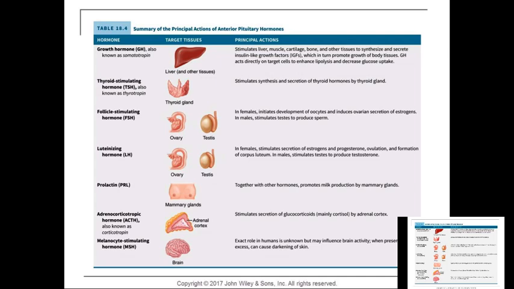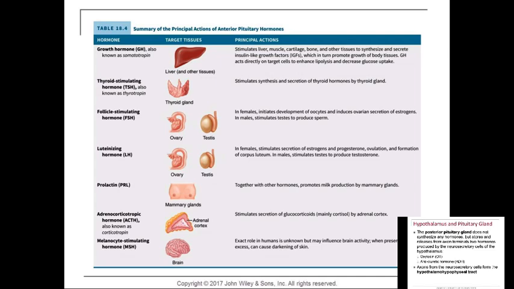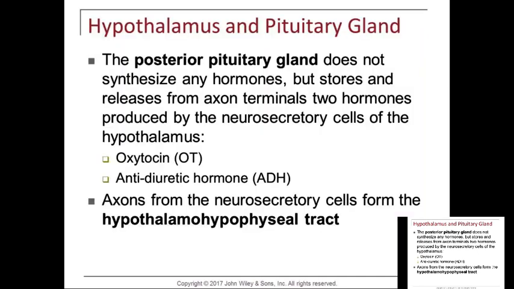And melanocyte stimulating hormone, the exact role of it is somewhat uncertain, but they think it can influence brain activity, and of course, by its name, melanocyte can cause darkening of the skin. Posterior pituitary, we're thinking oxytocin and ADH, antidiuretic hormone. Oxytocin is going to work on the smooth muscle of the uterus for contractions of the uterus.